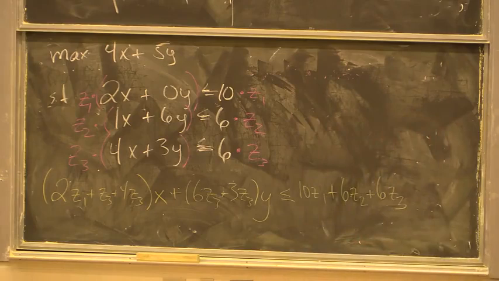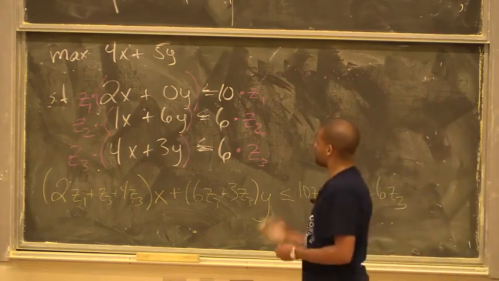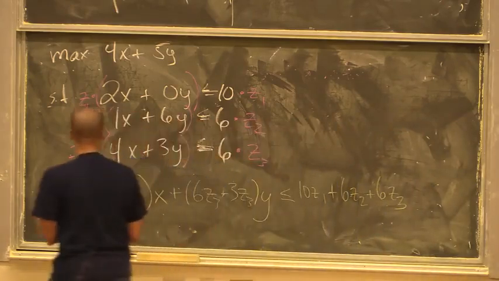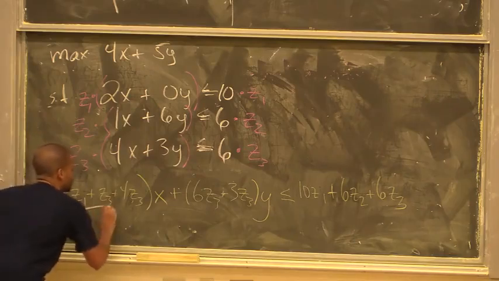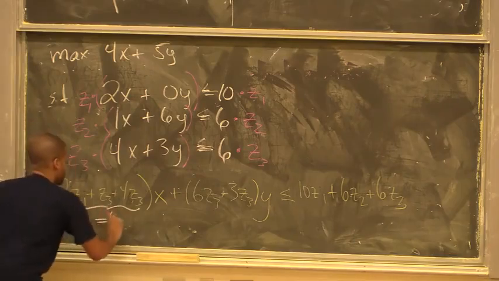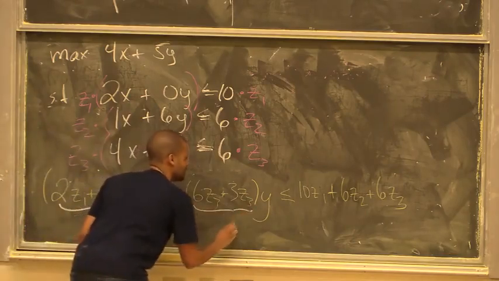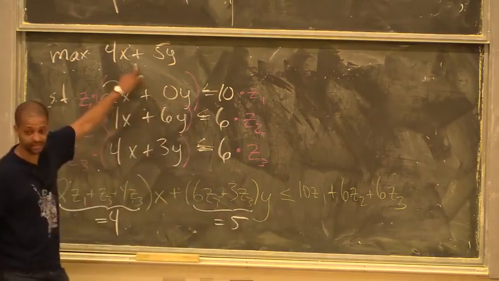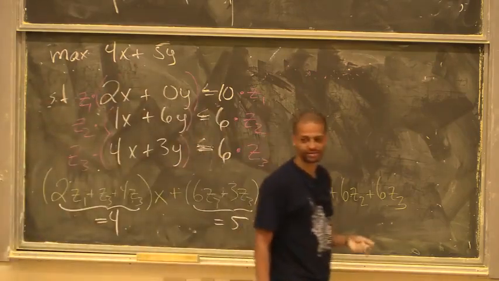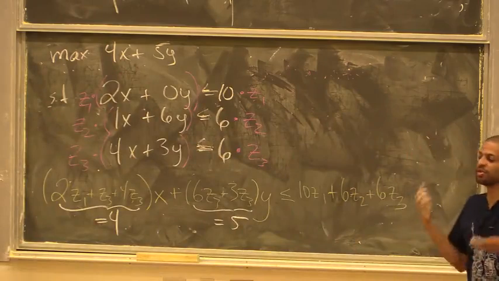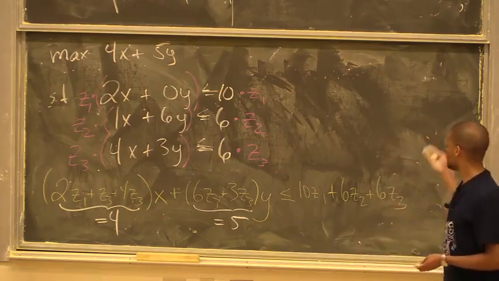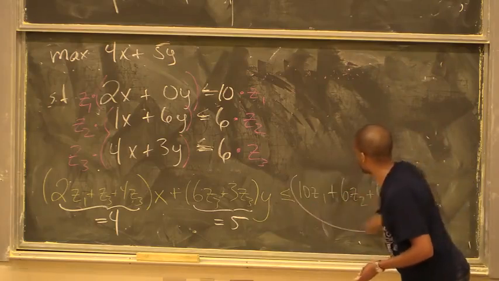Right? That's what I would get. Now, I'm allowed to choose z1, z2, z3. So what I want to do is choose them so that this is equal to 4, and this is equal to 5. What does that imply? It implies that 4x plus 5y, which is my objective, is at most some number. So I've just proven to you, for this particular choice of z1, z2, z3, that it's impossible to make more than this number of dollars.